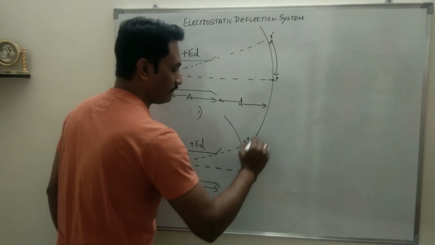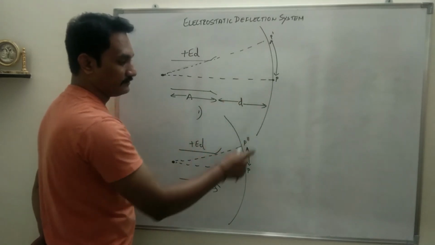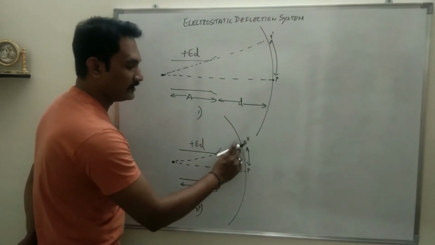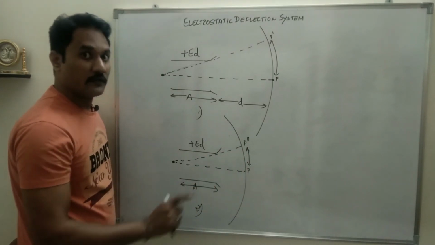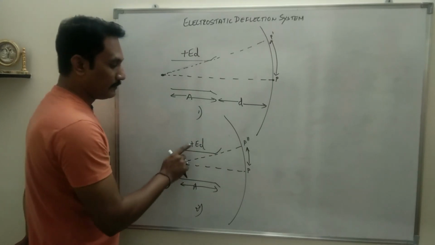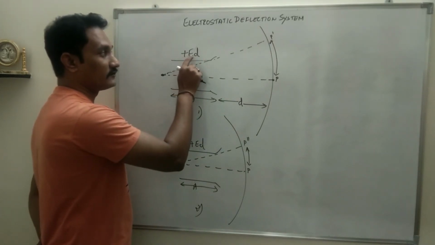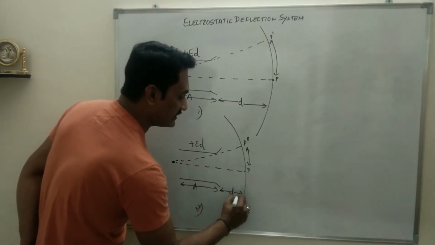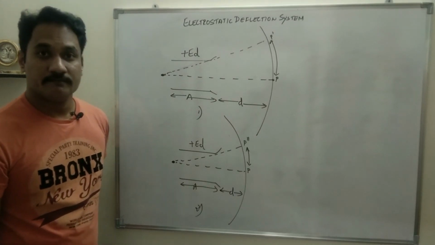So now what happens to the deflection as compared to the first diagram? In the second diagram, what happened to the deflection on the screen? It has decreased. In the first diagram we understood that the deflection depends on the potential difference. In the second diagram, we have understood that when D changes, the deflection on the screen changes.